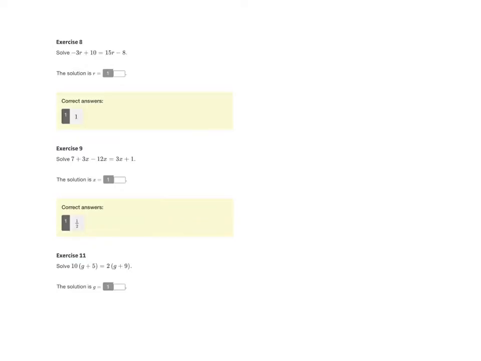Next page, exercise 8. Negative 3r plus 10 is equal to 15r minus 8. So now let's look at these options again for our variable. I could add 3r to both sides, and that would leave us positive here. Or I could minus 15r, but that would give us negative 18. And so we want to stay away from the negative. So I'm going to add 3r first. That gives me 10 is equal to 18r minus 8.